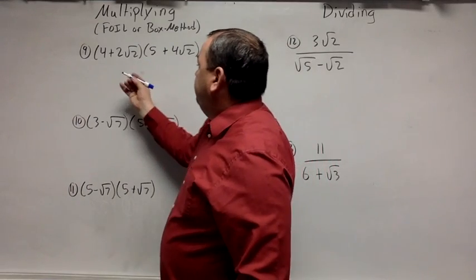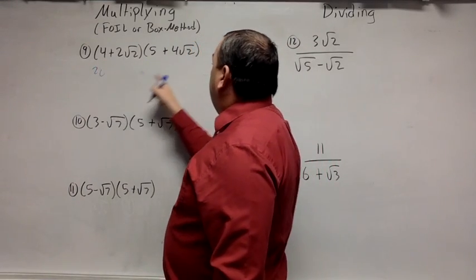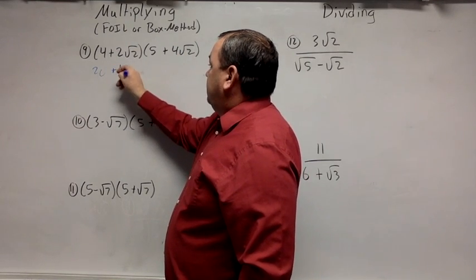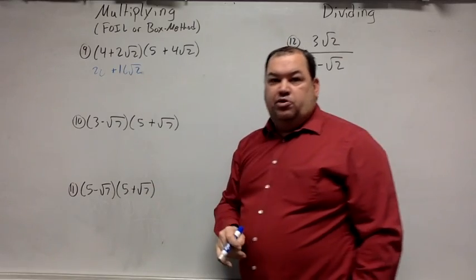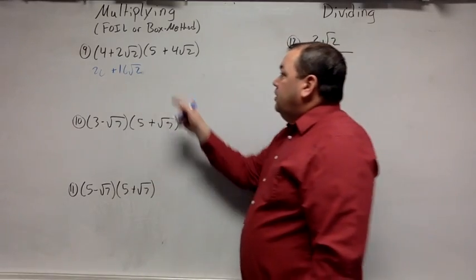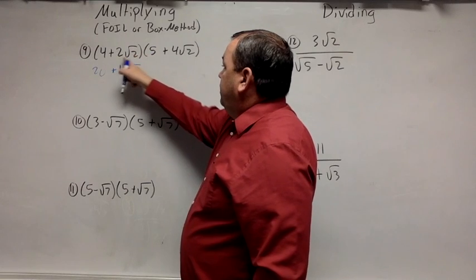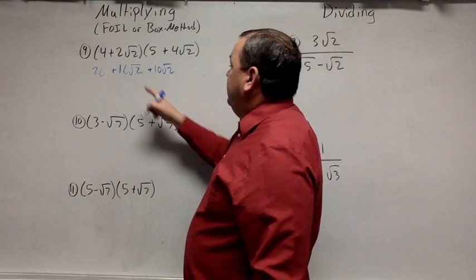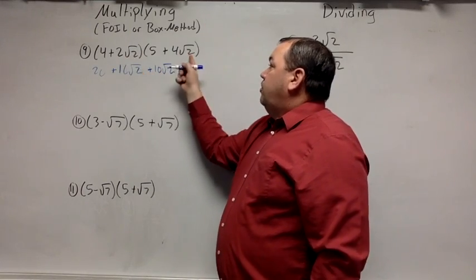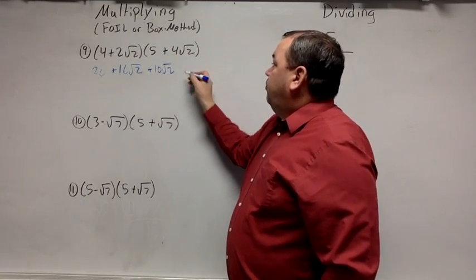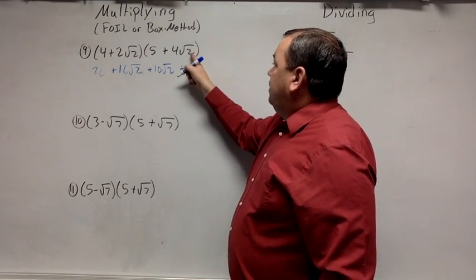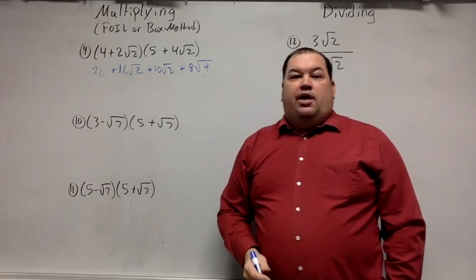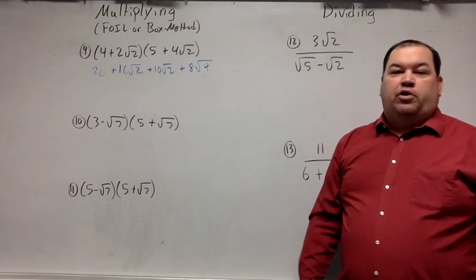4 times 5, 4 times 4 square root of 2 would give me a 16 square root of 2. I'm just multiplying the numbers in front. Multiply the numbers in front here and the inside, so I get a 10 square root of 2. And then I have this guy. So I'm multiplying the 2 times the 4, that gives me an 8. And here, I multiply what's underneath, and I get a 4. Okay, that's just the FOIL process.